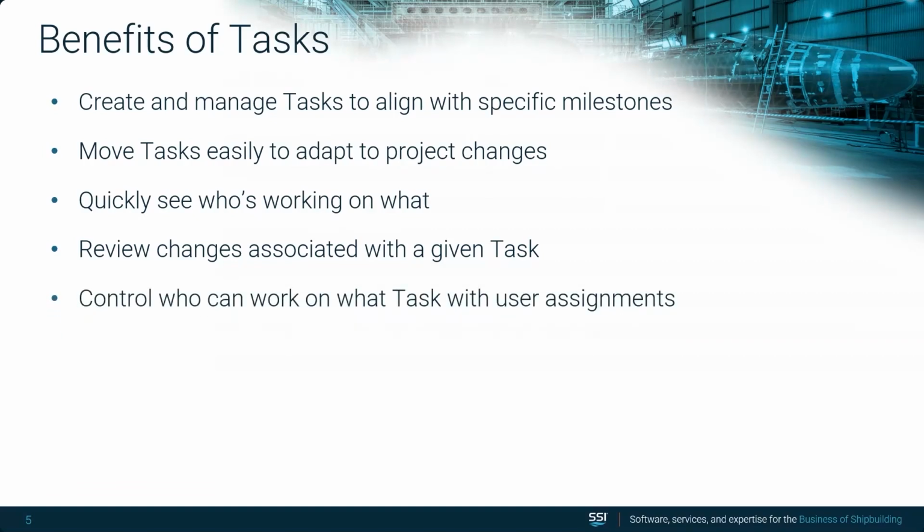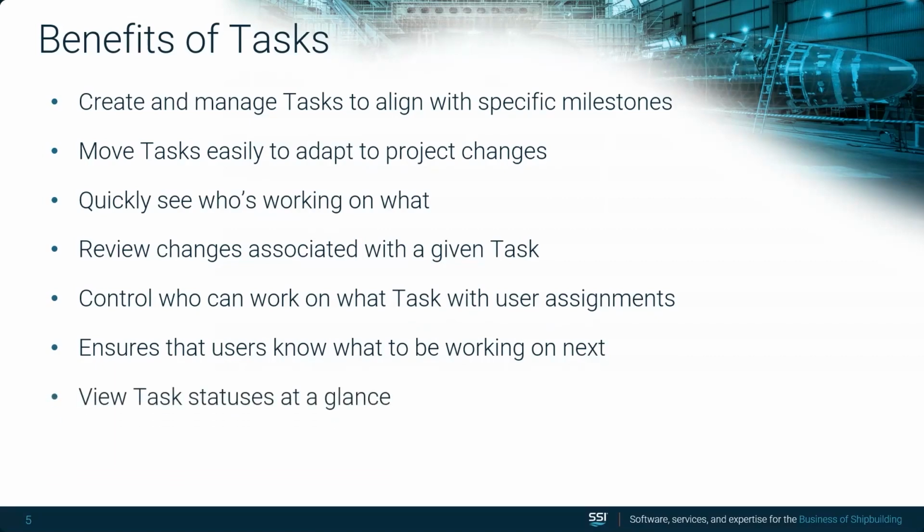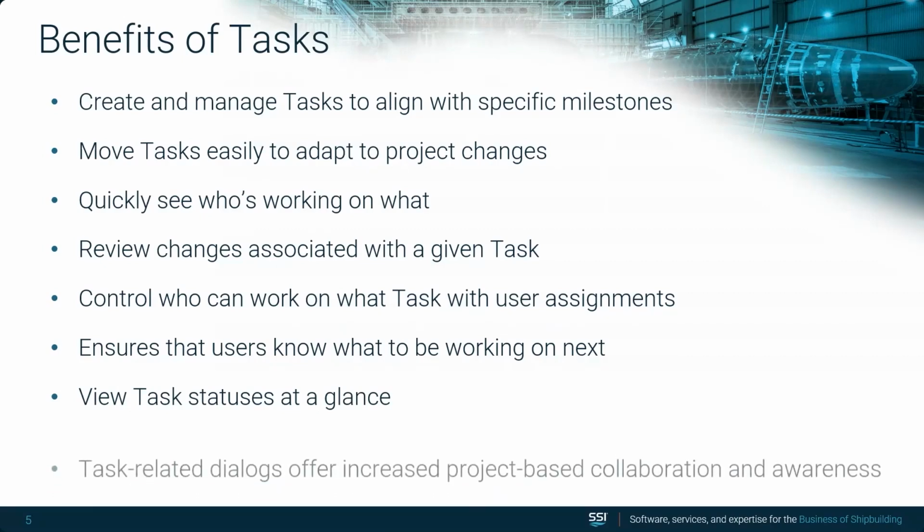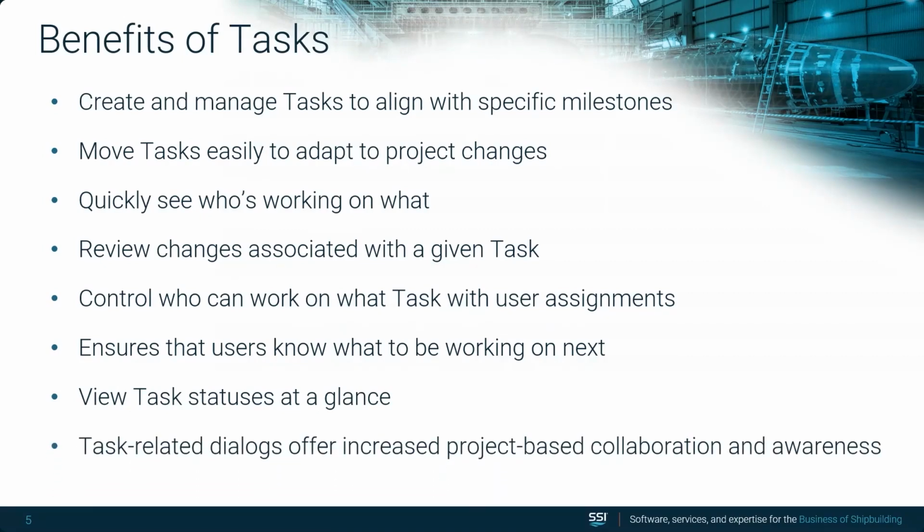Another one I mentioned a little in the last slide was control. Managers have full control over task assignments, determining who is able to view a specific task in their list of available tasks. Tying into the last one, it also ensures that users know what to be working on next, since they have a list of readily available tasks at their fingertips. Managers can quickly and easily see the status of each task within the project, which can greatly help with time estimations and project planning.